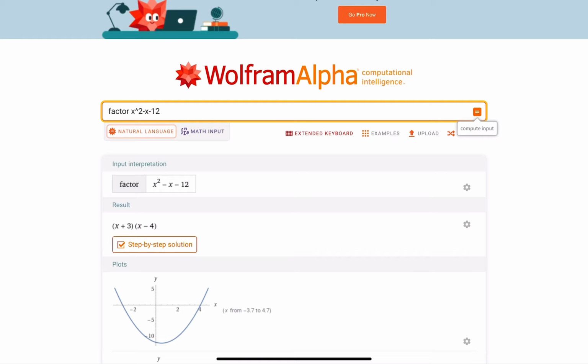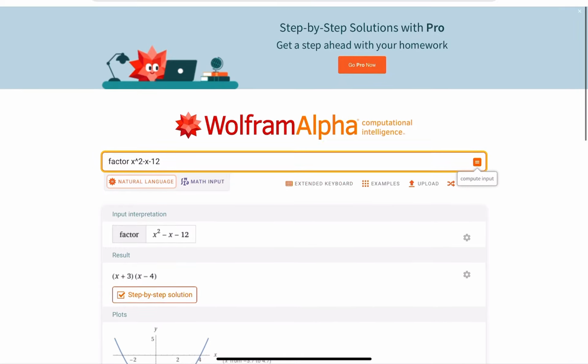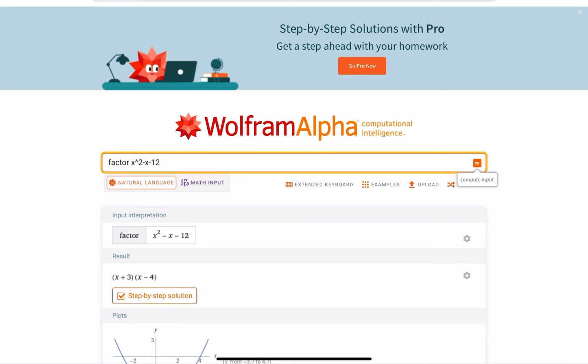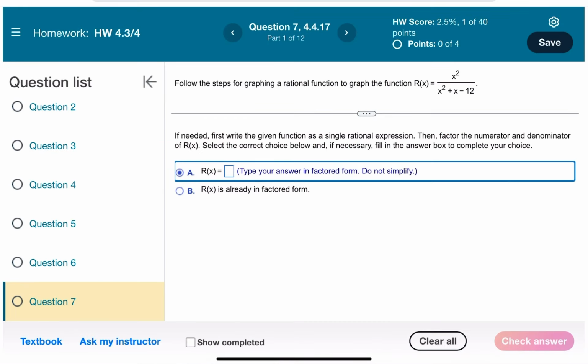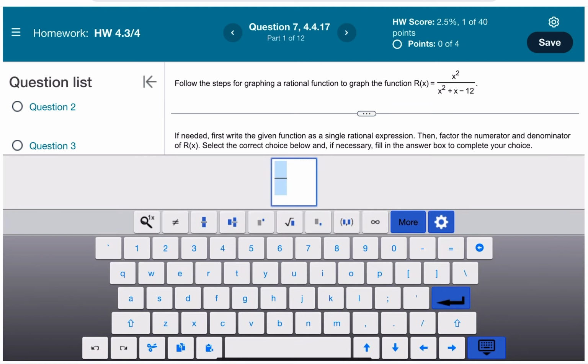So what you need to do is rewrite it. Write it on a separate sheet of paper. Don't try to do this on Pearson off the top of your head. It's not going to go well, right? You're going to take a lot of time trying to do it. So x plus 3 times x minus 4. So really, again, what I'm imagining is rewriting everything now.